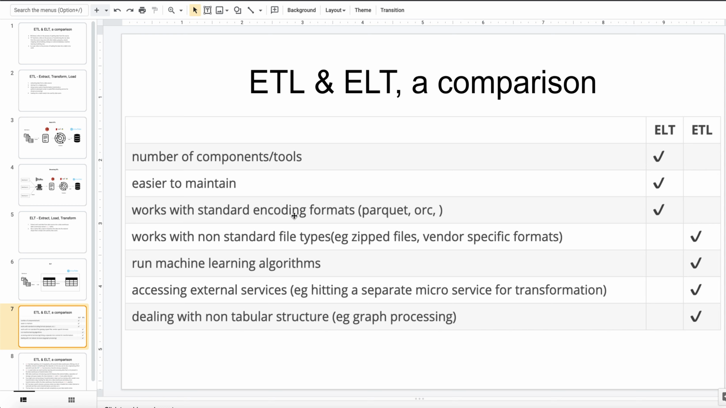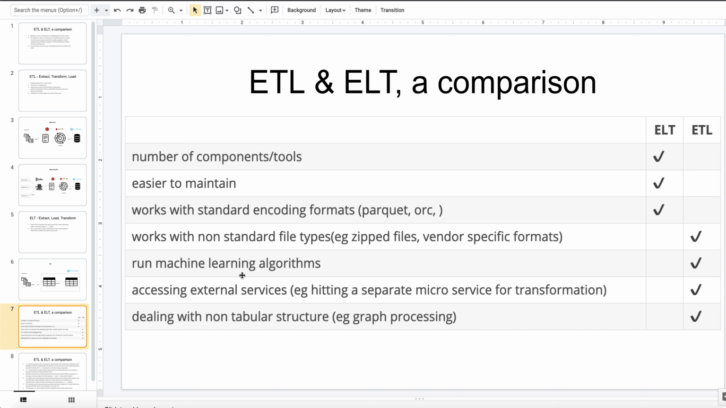The next point would be running machine learning algorithms. So in ETL, you can train machine learning algorithms. You can do probabilistic matching, natural language processing, and also image processing. But in ELT, this is not always possible. Although there are some very little machine learning capabilities in some data warehouses, it's almost always preferable to follow an ETL pattern when you're doing machine learning algorithms.